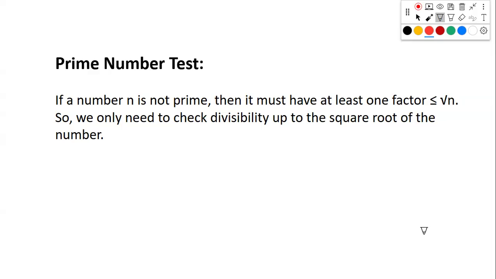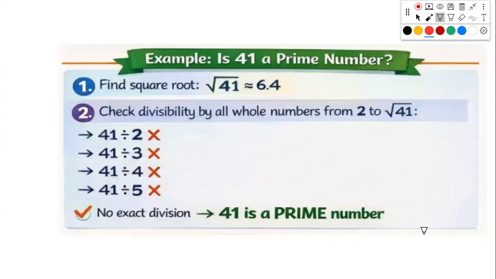Prime number test. If a number is not prime, then it must have at least 1 factor. So better we take a root of that number and we start dividing. We only need to check divisibility up to the square root of that number. Say, for example, find the square root of 41, approximately 6. So I have to check up to 6. Is 41 divisible by 2? By 3? By 4? By 5? If it is not divisible, then I will say it is a prime number. So I will find the square root of that number, approximately, and from 2 up to that number, I should start dividing and then I will know whether it is a prime number or not.